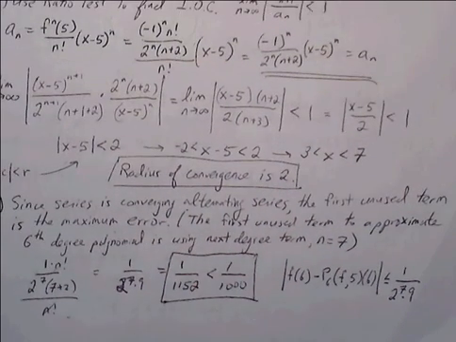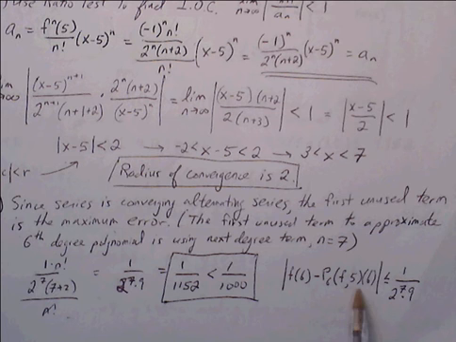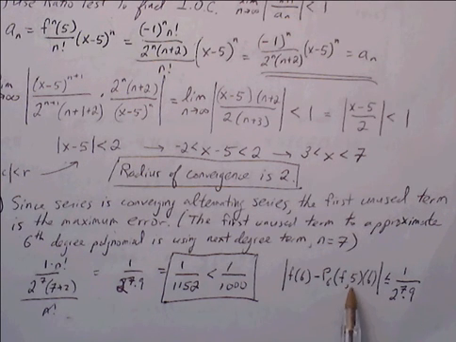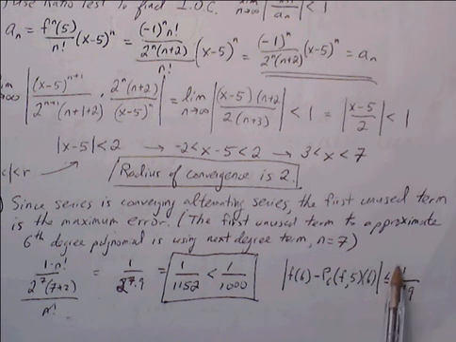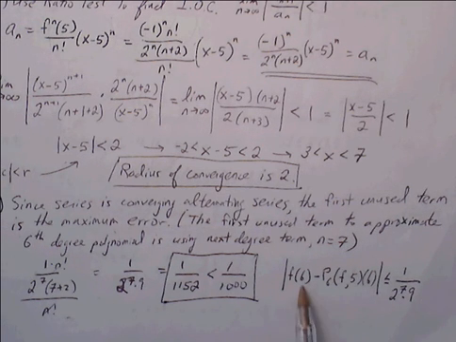So the big idea here is that the 6th degree Taylor polynomial is off by no more than 1 over 1152 compared to the original function evaluated at 6.